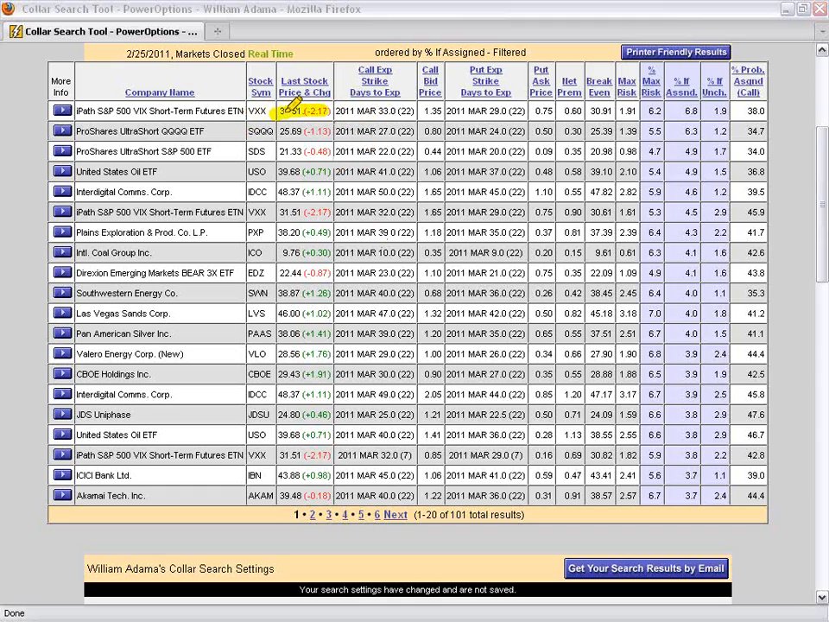The first one here is that ETN again, VXX at 31.51. We could sell a March 33 call for 1.35 and buy a March 29 put for 75 cents. That's taking a lot of the premium away, isn't it? I mean, I could make $1.35 if I just sold the covered call. Why am I buying this put for 75 cents? Well, I still get a premium of 60 cents.